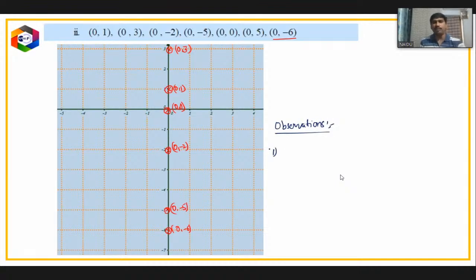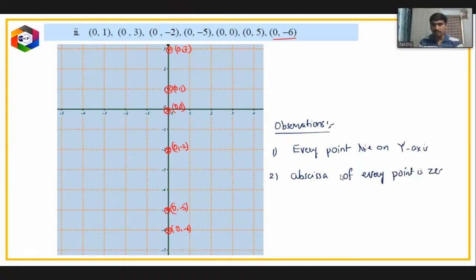So the first point what you observe is each and every point lies on the y-axis. So every point lies on the y-axis. This is the first one. And the second one, if you can observe, for every point the x coordinate is 0, or abscissa is 0. So abscissa of every point is 0.